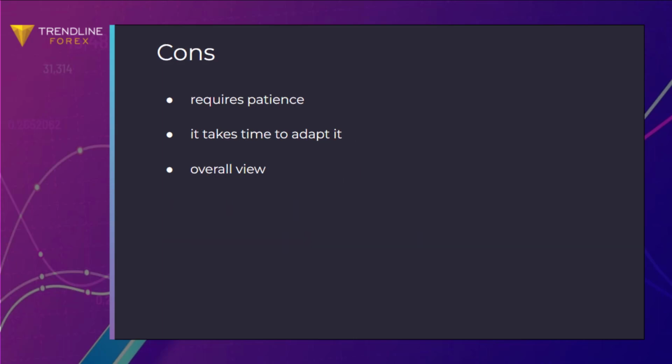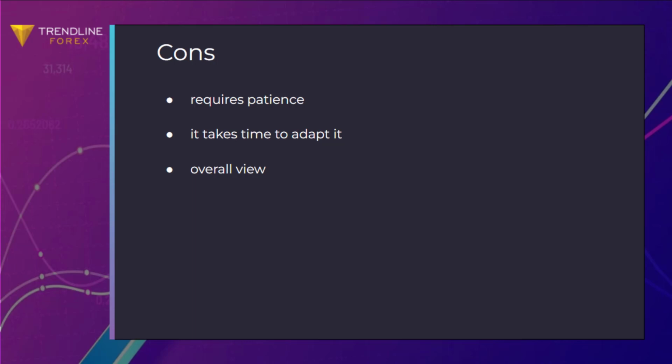And when it comes to disadvantages of using the price action strategy, they are exactly the same as our trendline forex strategy. Now, it requires patience because you will have to go through the higher time frames as well. And it's not like you will open up the chart at the beginning of the day and there will be a trade on the screen. This is not how it works. It does require patience, and you have to be patient and disciplined in order for this to work.